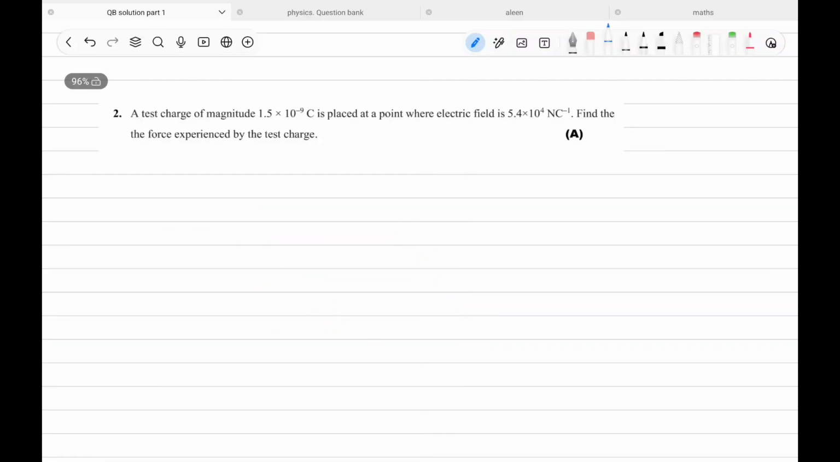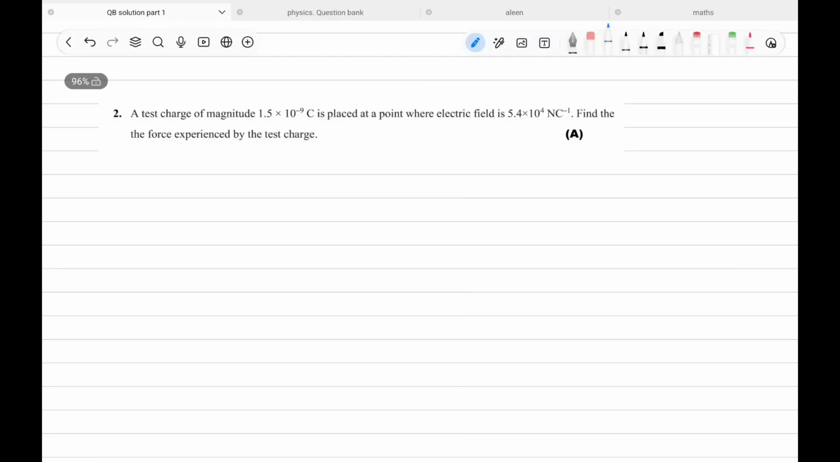In this question, it is asked: a test charge of magnitude 1.5 into 10 to the power of minus 19 coulomb is placed at a point where the electric field is 5.4 into 10 to the power of 4 Newton per coulomb. Find the force experienced by the test charge. Okay, how much force will the test charge experience?